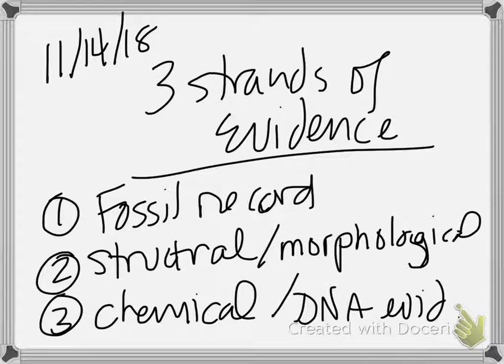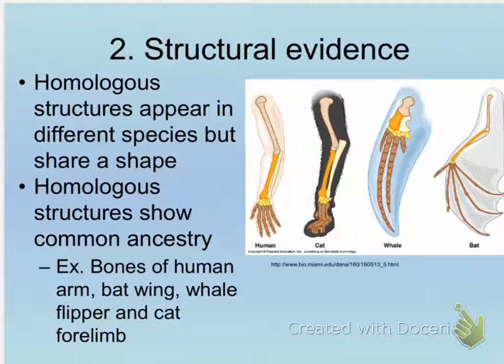So we're going to talk about structural or morphological evidence, how things are built, how things are shaped, the structures in their bodies. You drew that. It is a bat. Structural evidence, homologous structures. Structures that appear in different species but share a shape. And you drew this picture. So this is the arm of a human, the foreleg of a cat, the foreflipper of a whale, and the wing of a bat. It sounds like a witch's spell of some sort.